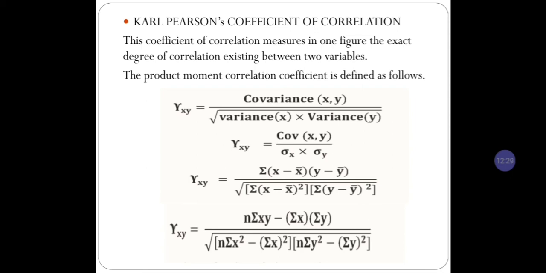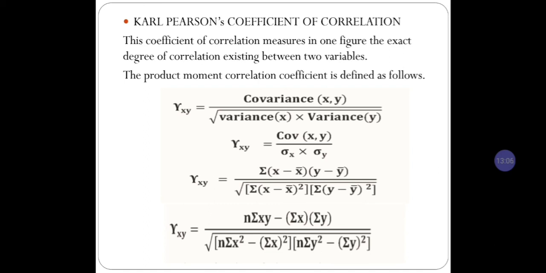The second formula for finding R is the covariance of x and y divided by the standard deviation of x and the standard deviation of y. So the root of the variance of x is nothing but the standard deviation of x. We can write it both ways. If the standard deviation of x and y is directly given, we are not going to take the root, because it has already been taken.